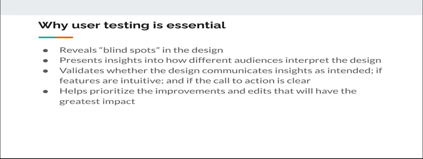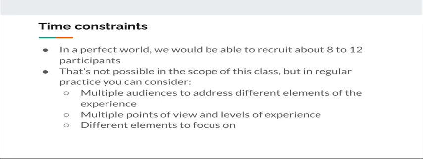If you find that there are opportunities to make features more intuitive, to add road mapping, to clarify the call to action and your insights, it's good to find that out in the user testing phase so that you can make those changes before finalizing the visualization. And finally, it helps you prioritize those improvements and edits that will have the greatest impact. You may not have time or the inclination to make all the improvements that are suggested, but you can prioritize the ones that are most important.